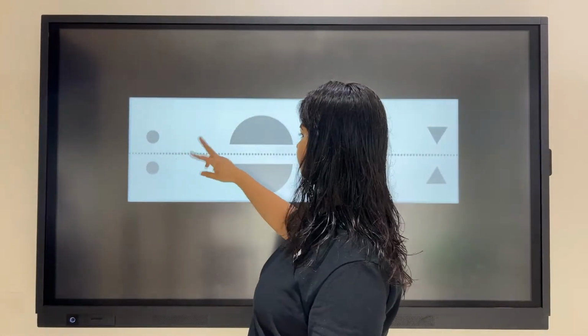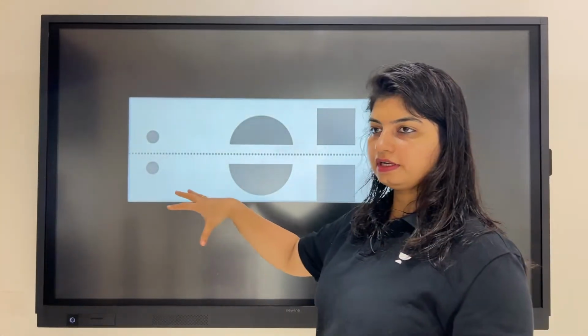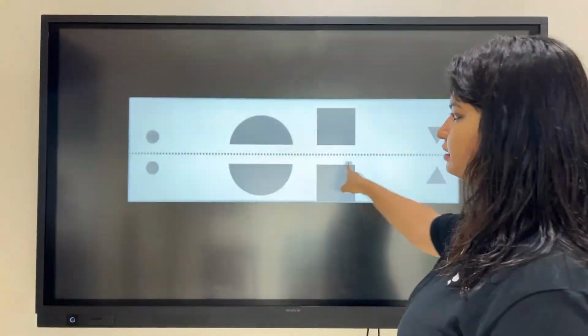You can see the symmetry, right? So it helps us move our eyes from here to here with this line dominating it, right? This is the axis.